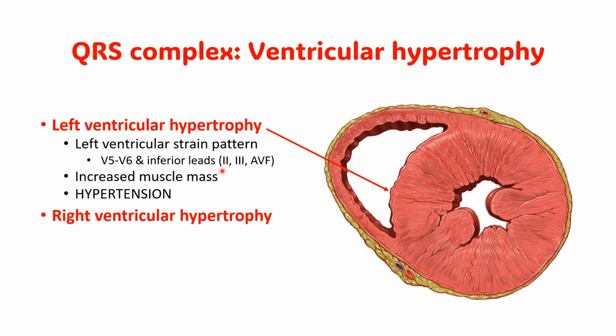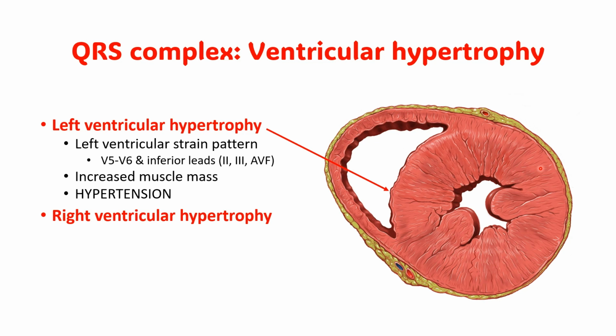Okay, so I hope that makes sense so far. Other features of left ventricular hypertrophy on the ECG, we can have some left axis deviation. We can have a dominant R wave in V5 to V6. Okay, so our lateral precordial leads, because we have increased conduction from the hypertrophic myocardium on that left-hand side. Okay, we can also have a deep S wave in V1.